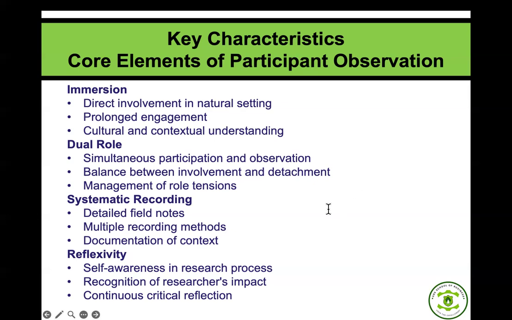Now, one of the most challenging aspects is managing the dual role of the researcher, because you are simultaneously a participant and an observer as a researcher. To explain this better, try to picture yourself at a wedding where you are both a guest and a researcher. You may be dancing, eating, and celebrating, but you may also be mentally noting patterns of interactions, maybe some sequences that are happening, and maybe some power dynamics at play.